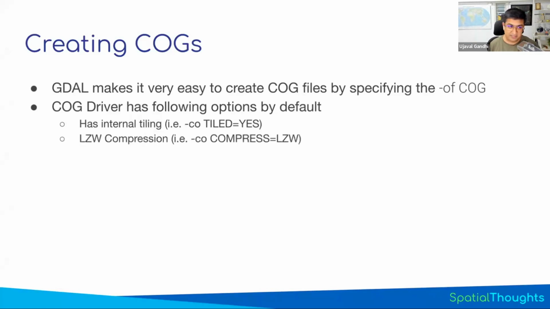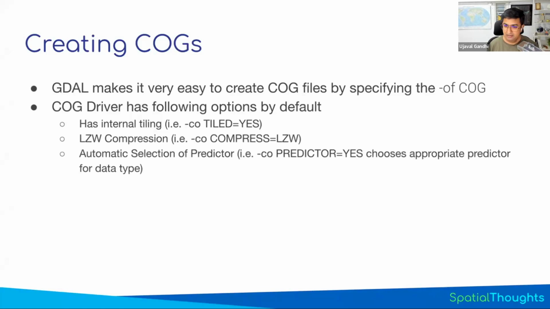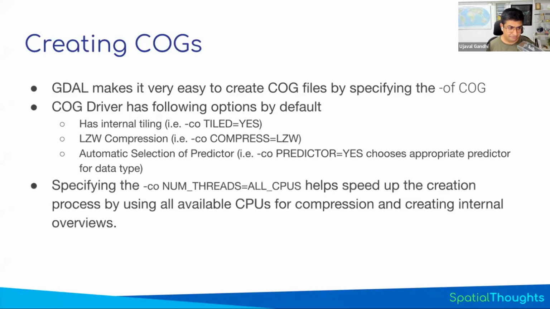By default, all COGs are compressed using the LZW compression. You can use all of the compressions, but by default, if you don't specify anything, it has the LZW compression. It also has this feature where you can select the predictor automatically. So you don't need to worry about one or two or whatever. You can just say predictor yes, and it'll choose the best predictor that's available for the data type. So these are some of the internal implementation of the COG driver in GDAL. You just use it, and this is what's happening under the hood.